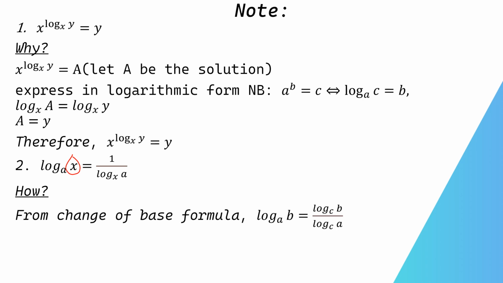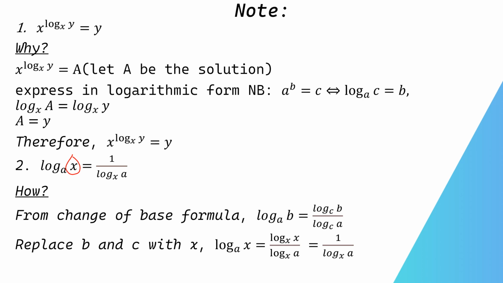When we do that, we have log x to the base a equals log x to the base x on log a to the base x. And log x to the base x is 1. So 1 on log a to the base x. Proved. But how do we use this to solve our question? Let's look at the solution.